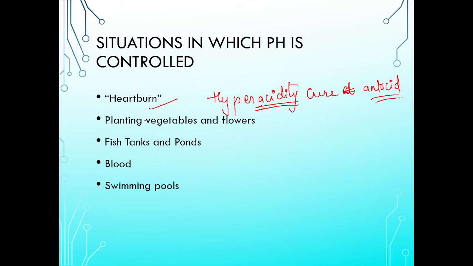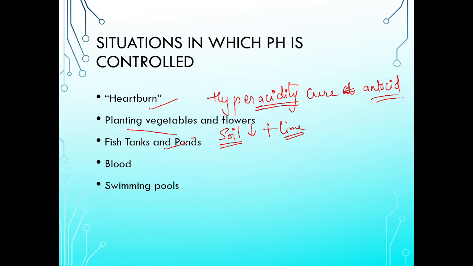Then planting vegetables and flowers. Whenever you find there is an increase or decrease in pH, for example, the pH of soil decreases, that means it becomes acidic. At that point of time, we need to add lime to it so that it will become basic. So you can add lime water so that it becomes basic, or not exactly properly basic, just to regulate or control the proper pH of your soil.